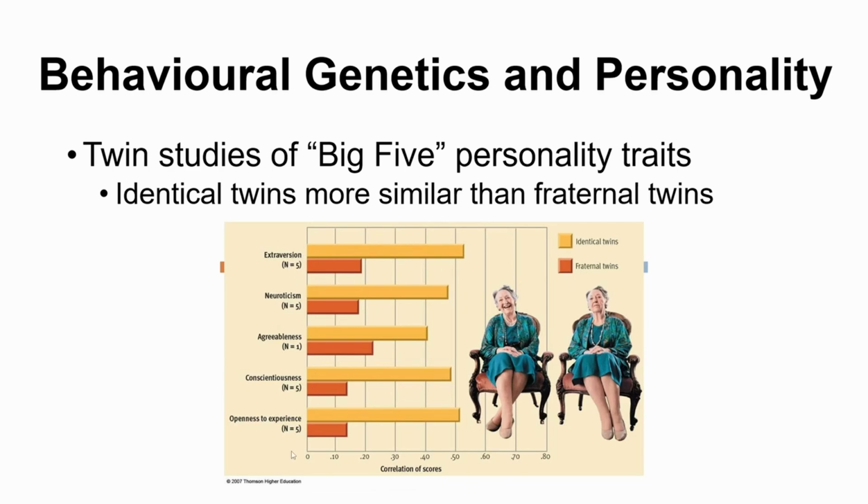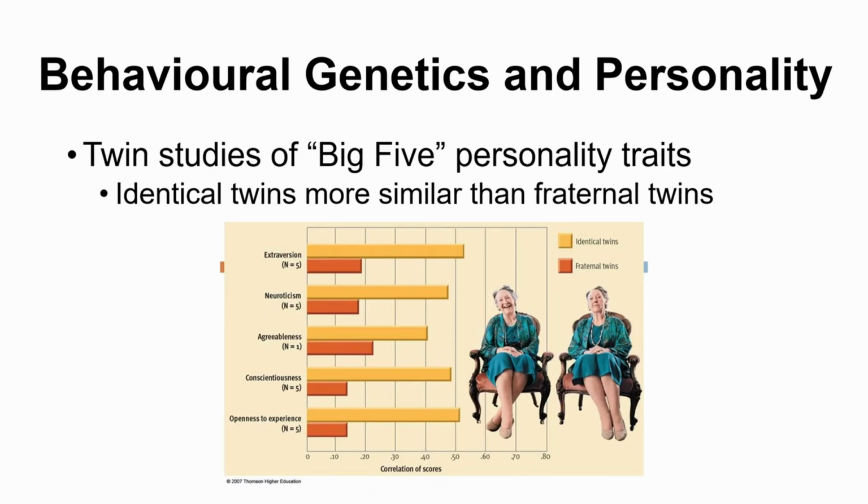So this is our Big 5, extroversion at the top this time, and our identical versus fraternal twins. We're seeing that for every single one of these, our identical twin bar, that yellow bar, is going to be higher than our orange bar. So we're saying that our identical twins are always more similar to each other in terms of their personality scores for this model than a fraternal twin would be.